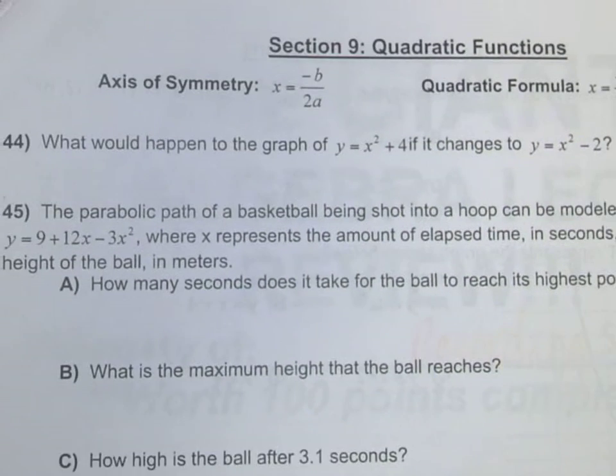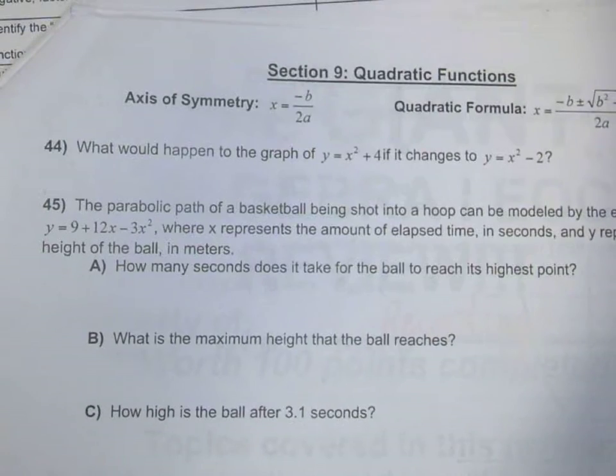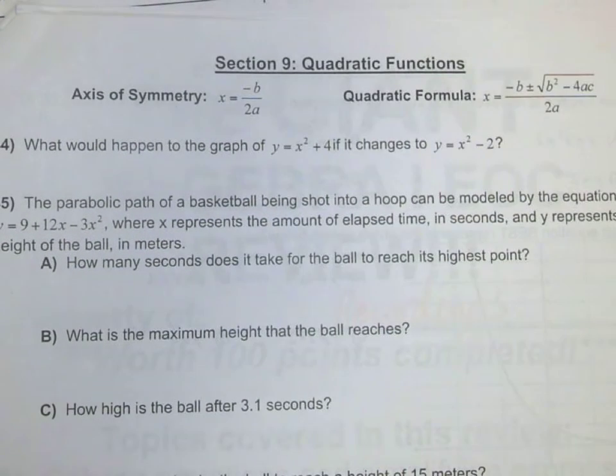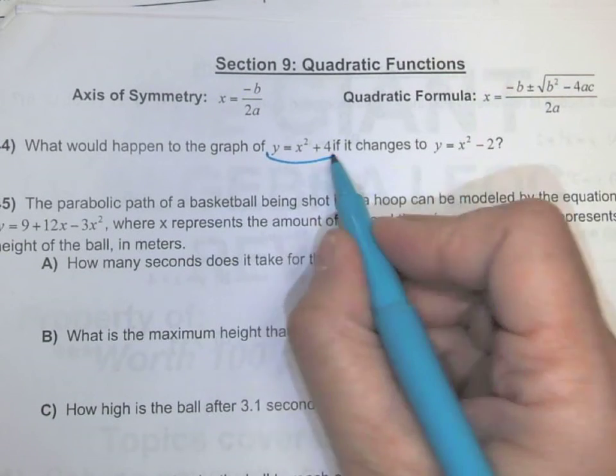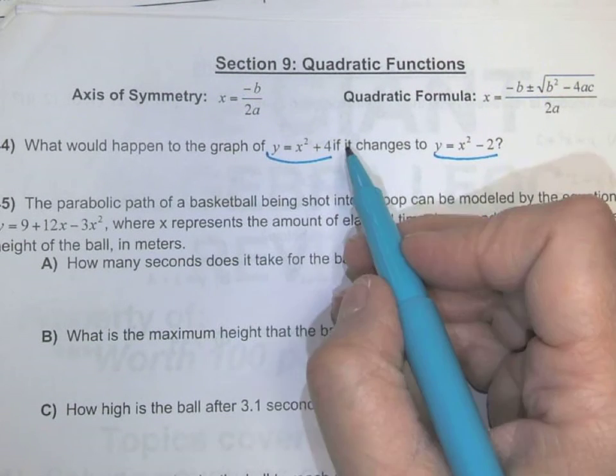Let's look at section 9. These are formulas that will be given to you on your formula chart. First one is just a transformation. What would have happened to this if it changed to this?